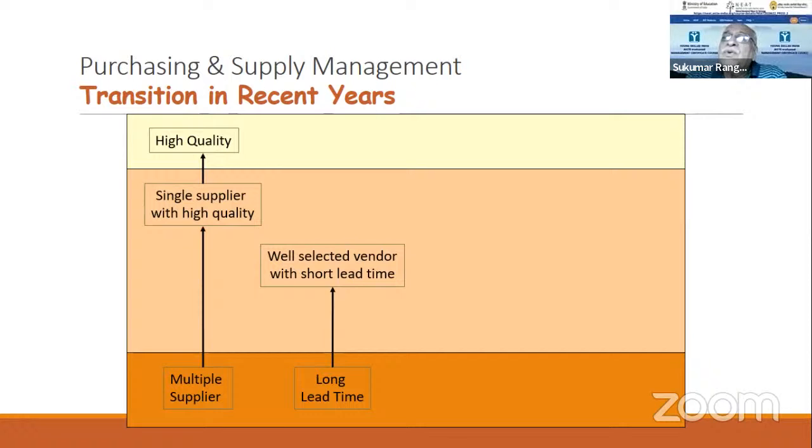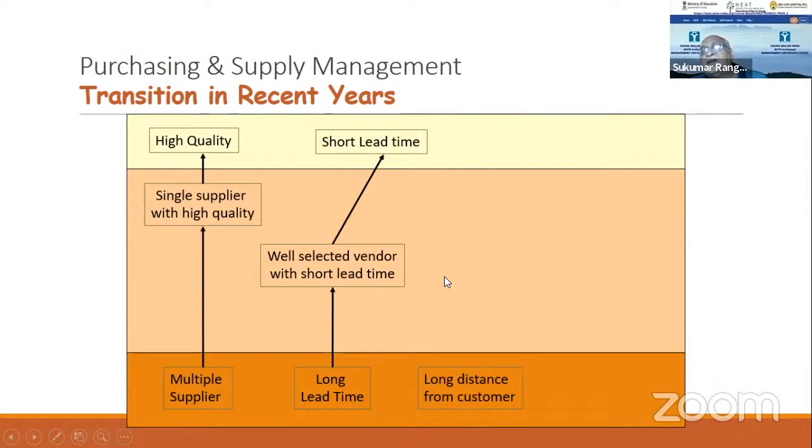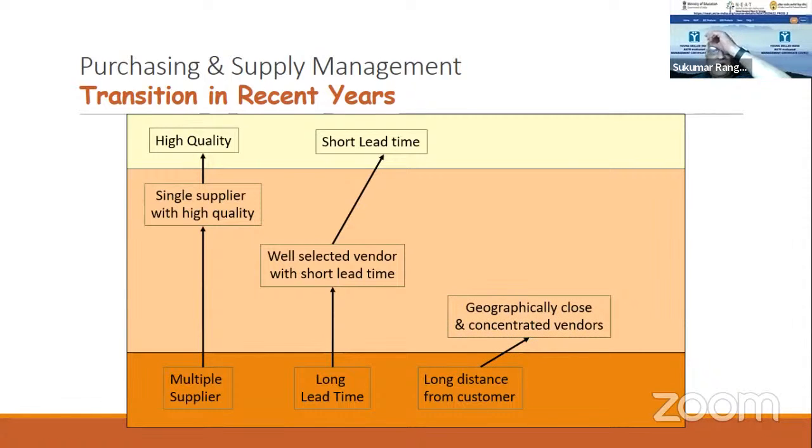Sometimes these vendors you also select in such a way that they are nearer to you so that the logistics is also taken care of, right? Resulting in short lead times. Long distance from customers, because earlier you never used to bother, as long as it was delivered to your destination, all other costs you expect the vendor to bear. But from there we have come to vendors being geographically close.